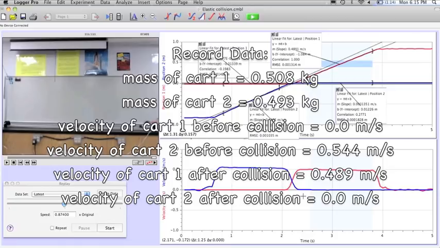So just take a moment and record your data, and we can come back later and do the calculations.